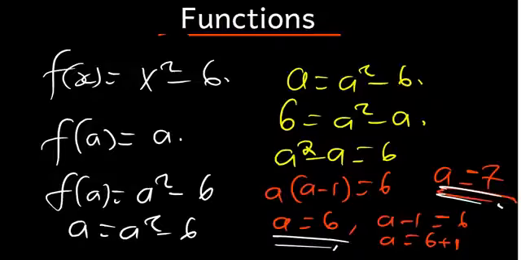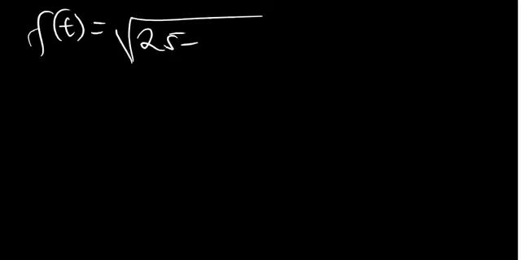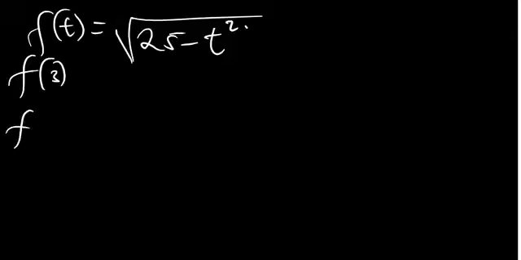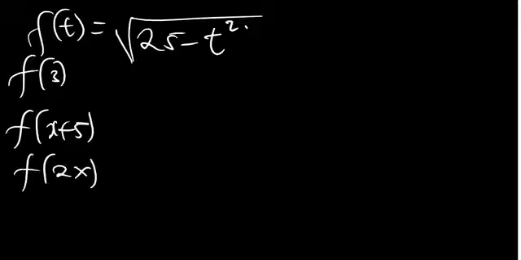Okay, let's have a different function. Let's say we have been given f of t to be equal to the square root of 25 minus t squared. Now they ask us to find f of 3. Then they ask us to find again f of x plus 5. Again they ask us to find f of 2x. What can we do?